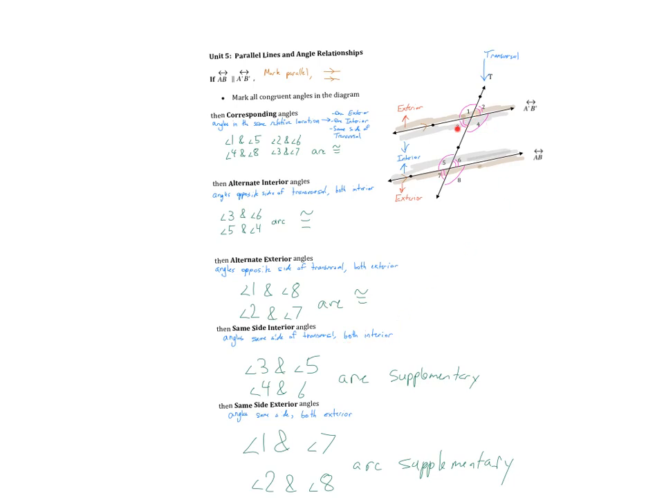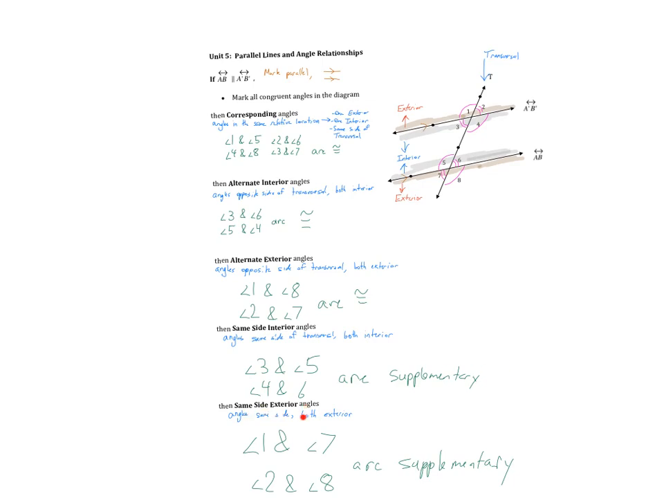Now the relationship between 3 and 5 and 4 and 6 is that they are supplementary because 2 and 6 are congruent, 2 and 4 are supplementary, so by substitution, 4 and 6 are supplementary. We would have discussed this if I was in class in more detail, but that's the general proof of why 3 and 5, 4 and 6, which are named same-side interior angles, are supplementary.